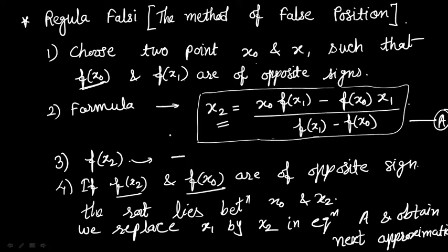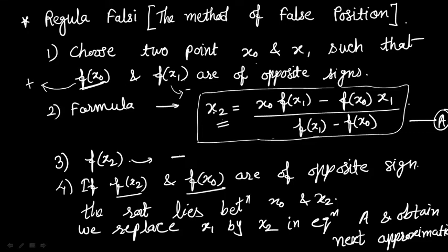Now here we consider f of x0 and f of x1 are of opposite sign, if this value f of x0 is positive and f of x1 is negative, for example. Then by using this formula, x2 equals x0 f of x1 minus f of x0 x1 upon f of x1 minus f of x0. We have to choose these x0 and x1, and accordingly we have to find out f of x0 and f of x1.